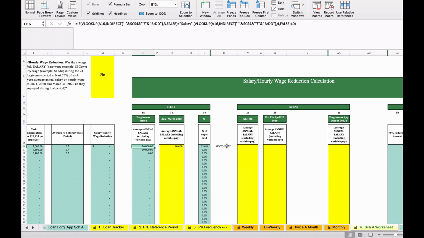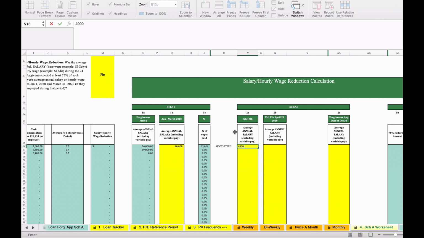So if that's the case, then we're going to go to step 2, as it tells us. And now we've got to look at February 15th. What was the average annual salary during the pay period where February 15th falls? So you'd go look back at that pay period and say, okay, well, it was still $40,000 then. We hadn't reduced his pay yet. Now, February 15th through April 26th, what was the average salary? So maybe it was still that $40,000.